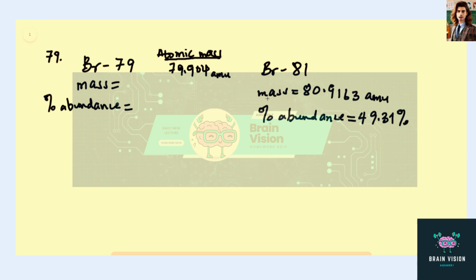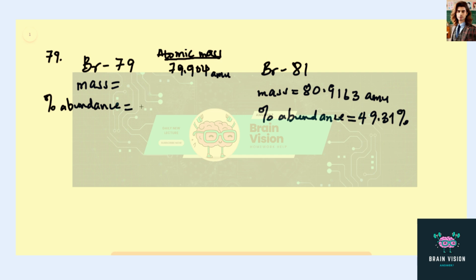For bromine 81, we've been given the mass and percent abundance. The mass has been given as 80.9163, and the percent abundance has been given as 49.31. We're told to determine the mass and percent abundance of the second isotope of bromine, which is bromine 79. So the first part is easy: determining the abundance.